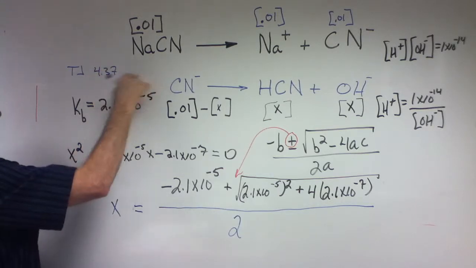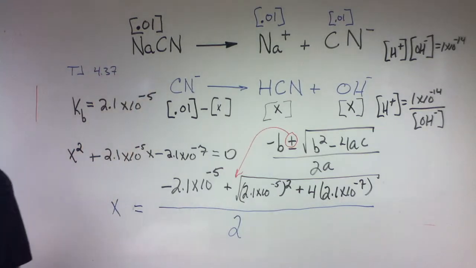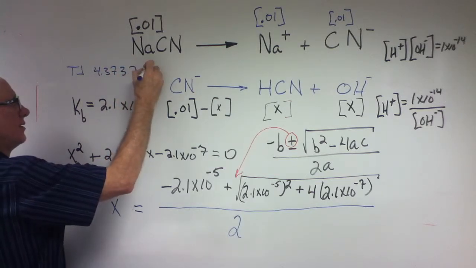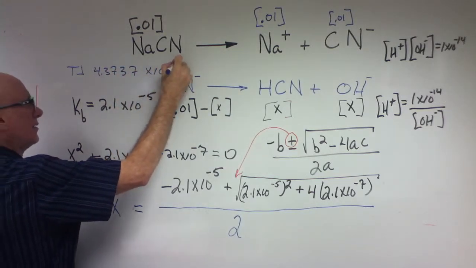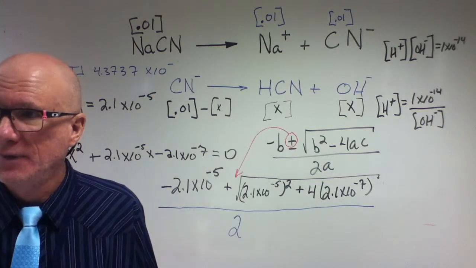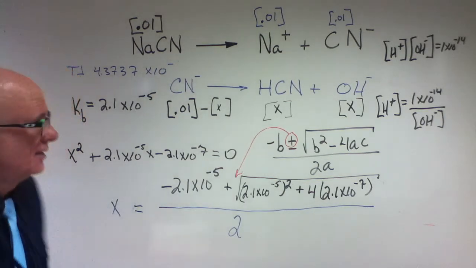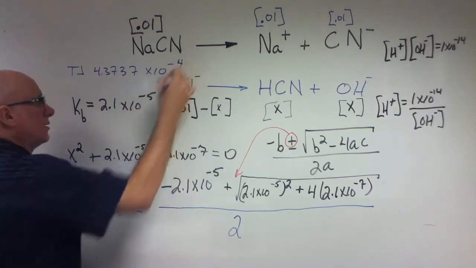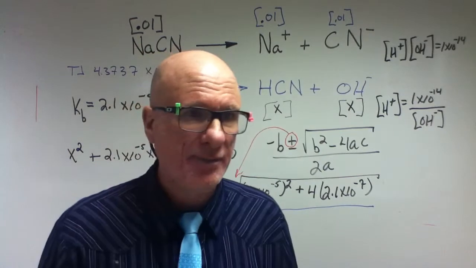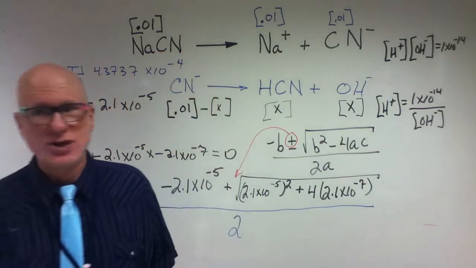4.37. I want four decimal places there. 4.3737 times 10 to the negative 4. You're trailing off, big guy. You've got to keep the volume up. Times 10 to the what? Negative 4. Okay, anybody get anything different? Haley, did you get something? No. Okay, just checking.